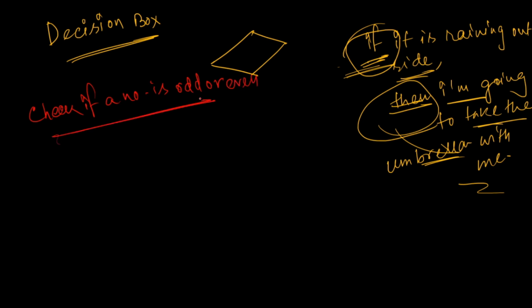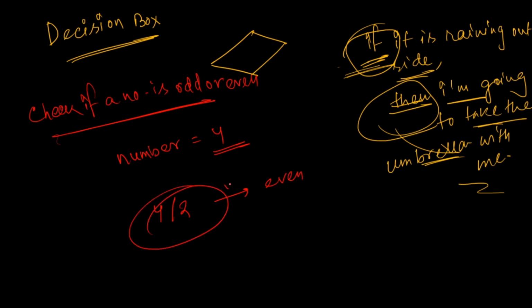So, check whether a number is odd or even. How can we check if the given number, say 4, is odd or even? If any number is divisible by 2, then it is even. Like 4 is divisible by 2, which means yes, it is even. 4 divided by 2 is 2.